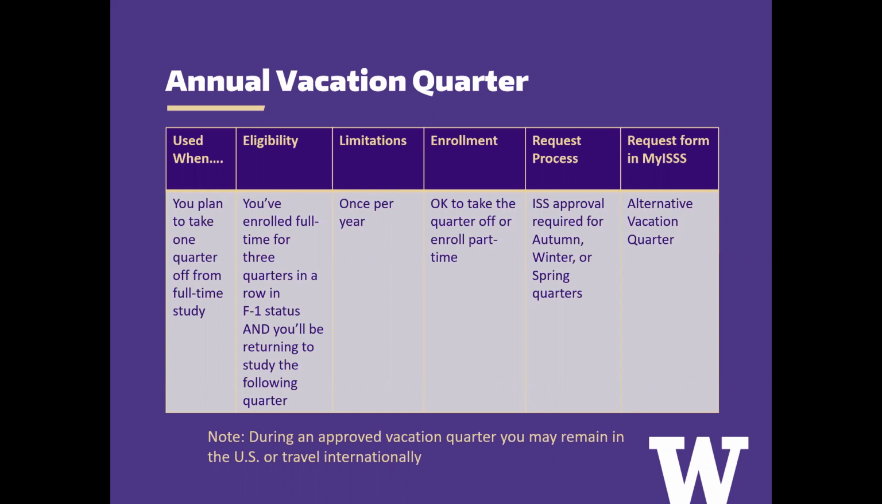During a vacation quarter, it is okay to take the quarter off completely or to enroll part-time. You may also choose to remain in the US or to travel internationally. ISS approval is required for annual vacation quarters taken during the autumn, winter, or spring. You can submit the request through My ISSS with the alternative vacation quarter request form.